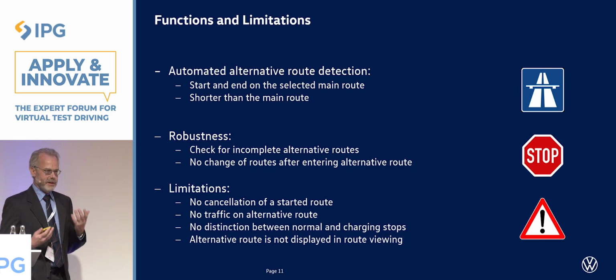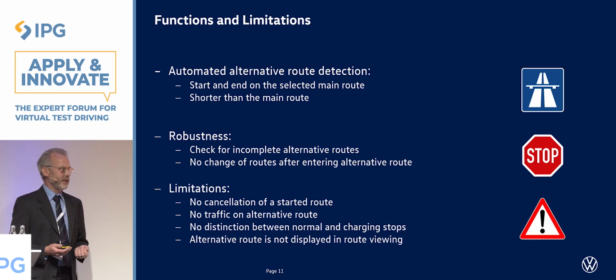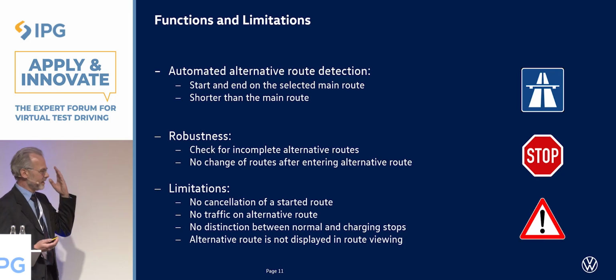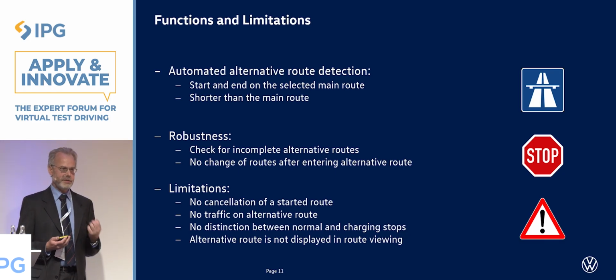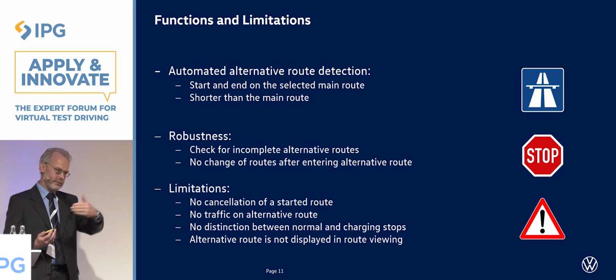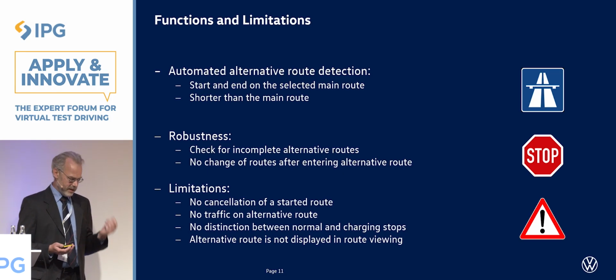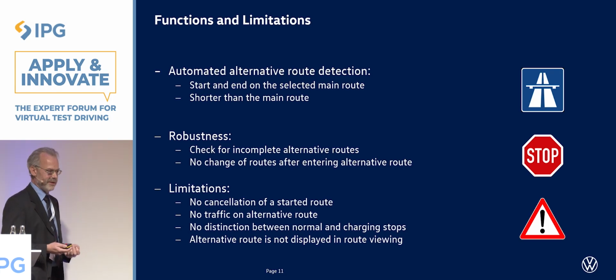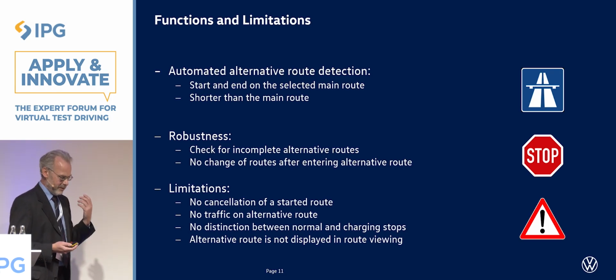Since we are focused on the main functionality, we are aware that there are certain limitations of this implementation. One of these is that we cannot cancel a route immediately and return to the main route as a human driver would do. We have to follow the prescribed route. The other one is that on the alternative route, no traffic can be applied. Well, this has to be overcome in future development steps.